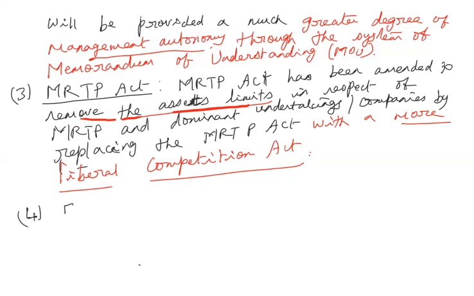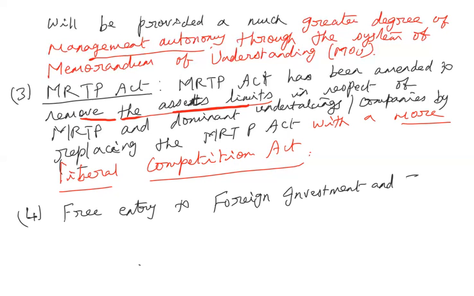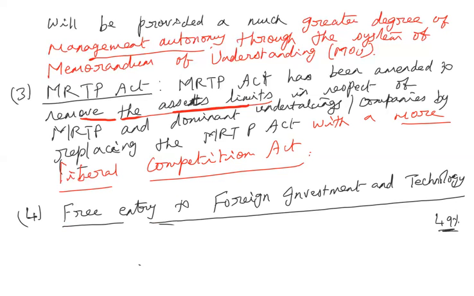Okay. Then free entry to foreign investment and technology. If you remember, right from the beginning, the Congress government always wanted to restrict the foreign capital only to the extent of 49%. I mentioned to you, isn't it? Now, this restriction is also being removed.